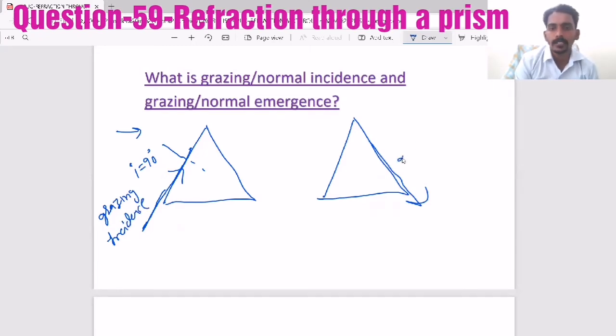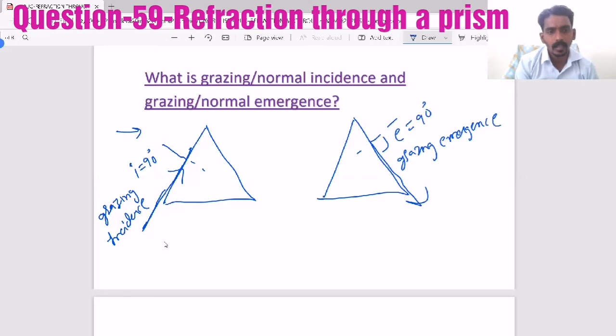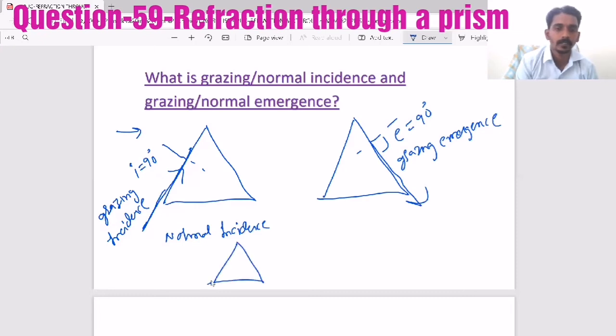Now this is grazing emergence. That means here E value will become how much? 90. Or you can also take normal incidence like this. Now I value will become how much? 0. Also normal emergence.